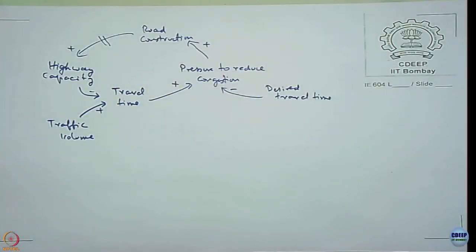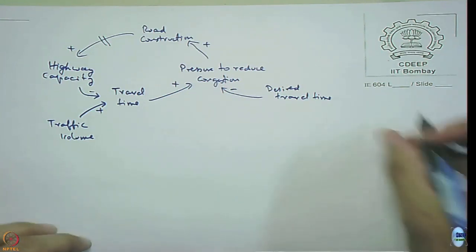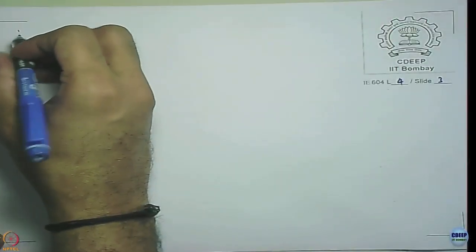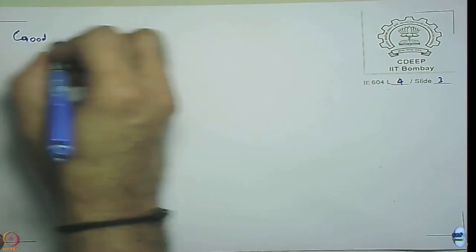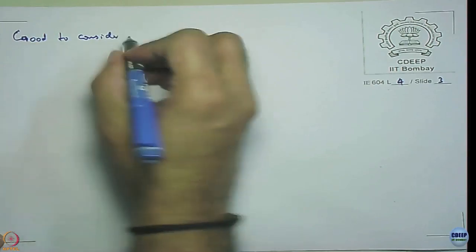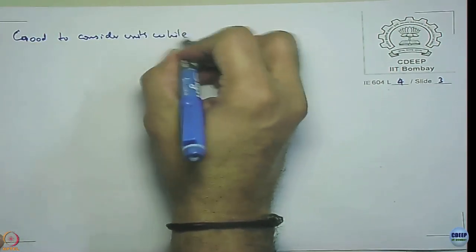Another point is that while we are doing this kind of modeling, it is good to start thinking in terms of units, because it will also help in identifying new variables that we may want in the system later. For example, these variables: travel time, traffic volume, highway capacity, and desired travel time. We can think of what kind of units we can have for these. It is good to consider units while modeling.